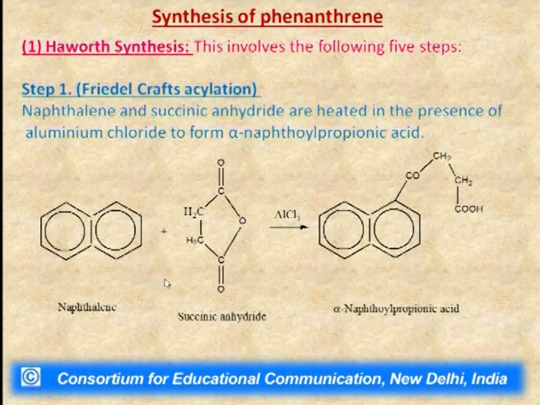So these two molecules are heated in the presence of aluminium chloride, in which this succinic anhydride will break from this position and attach to the naphthalene ring, forming the alpha naphthoyl propanoic acid. This attachment is at the alpha position of the naphthalene molecule, so it is called alpha naphthoyl propanoic acid.